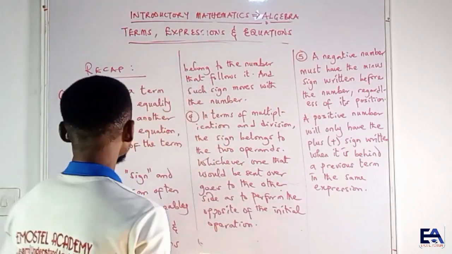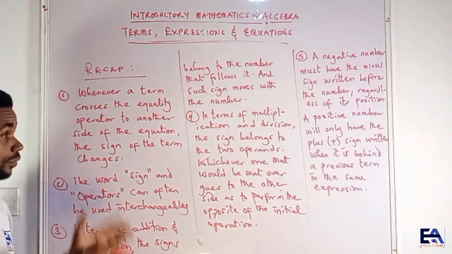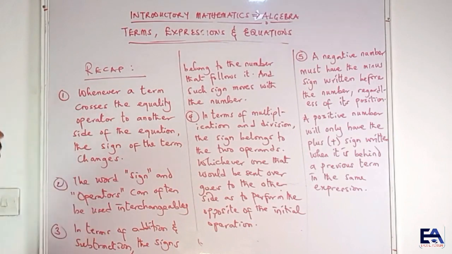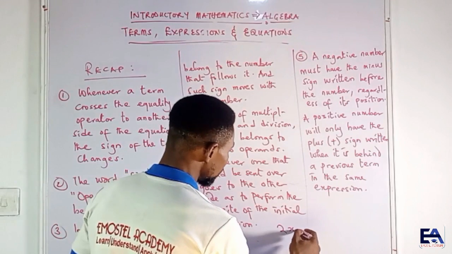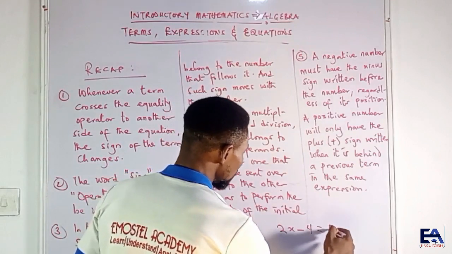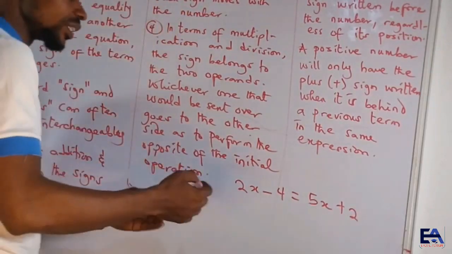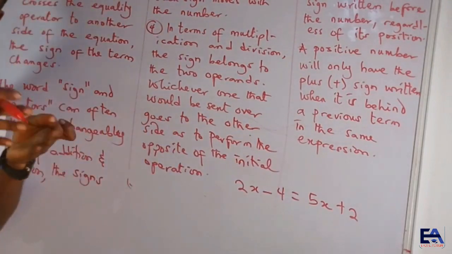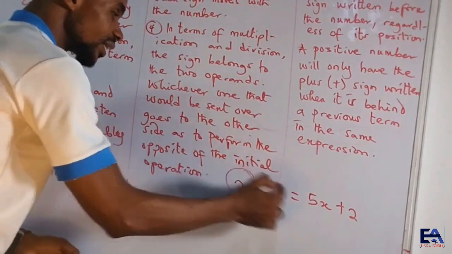All right, enjoy. The first thing that you should remember is that whenever a term crosses the equality operator to another side, the sign of the term changes. So if you have something like 2x minus 4 equals 5x plus 2, and we need to collect like terms. Collecting like terms means bringing the same terms that look alike together. So this is an x term, this is an x term.